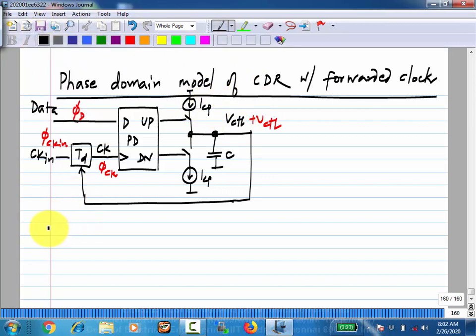So now the model was that you take the difference phi d minus phi ck, that's what the phase detector is doing, and then this gets multiplied by the gain of the phase detector, which is ICP by 2 pi. This will be the gain if you have an alternating input, okay, that is the transition density is 1. The transition density of random data is half, and it could be in general anything, right? So this gets multiplied by the transition density df.